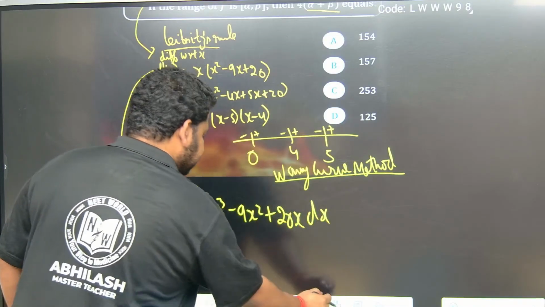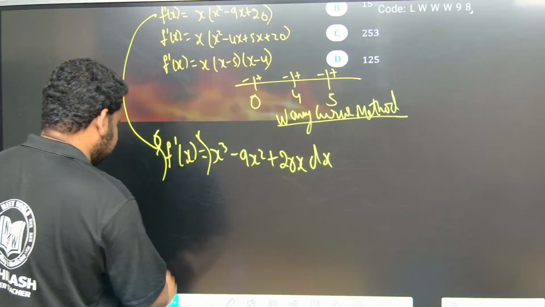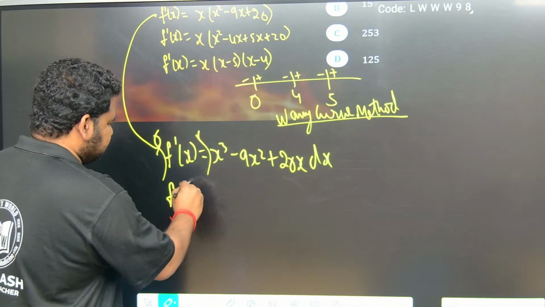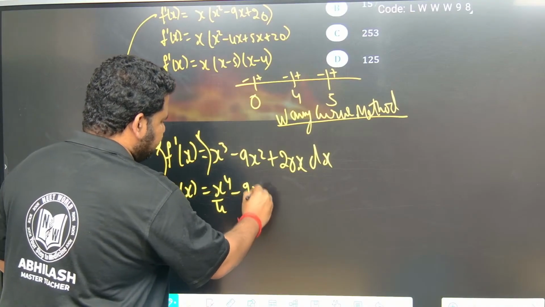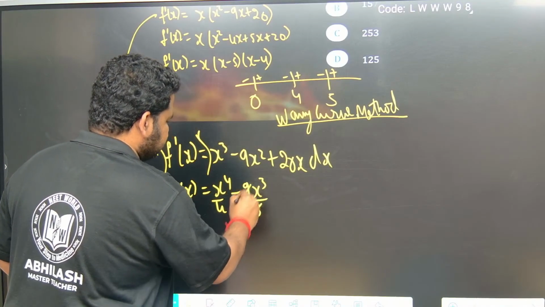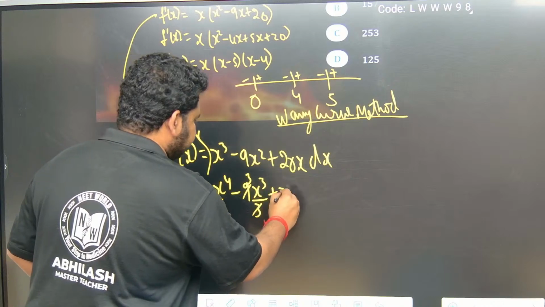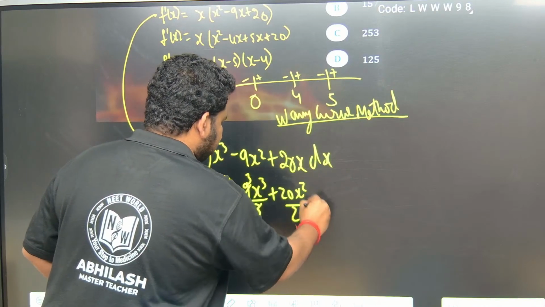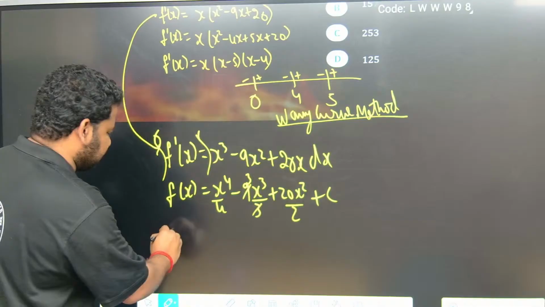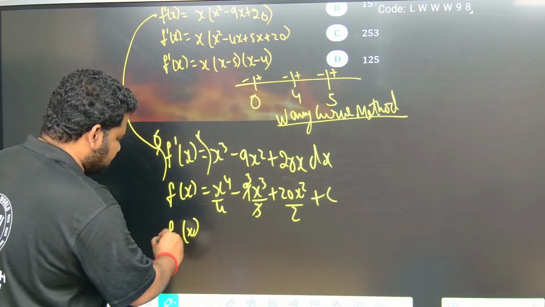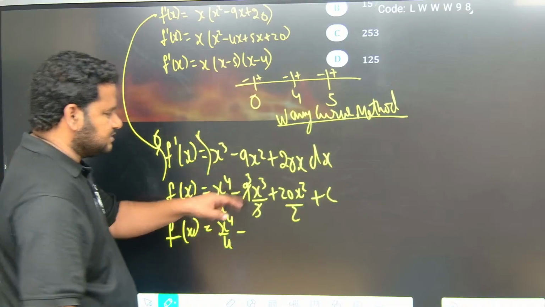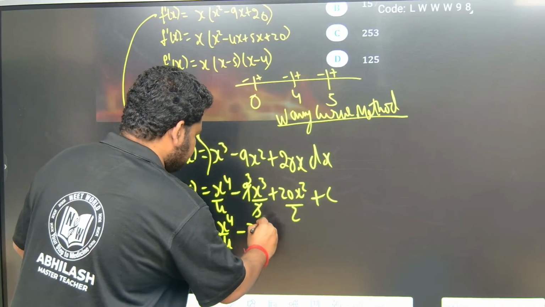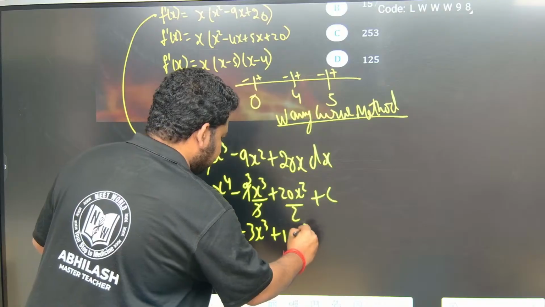What will I get on integrating? If I integrate on both sides, f of x will become x power 4 by 4 minus 9 into x power 3 by 3, that is 3x cube, plus 20 into x power 2 by 2 plus c. On simplification, f of x is equal to x power 4 by 4 minus 3x cube plus 10x square plus c.